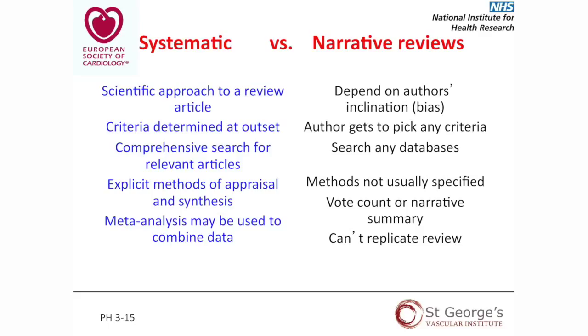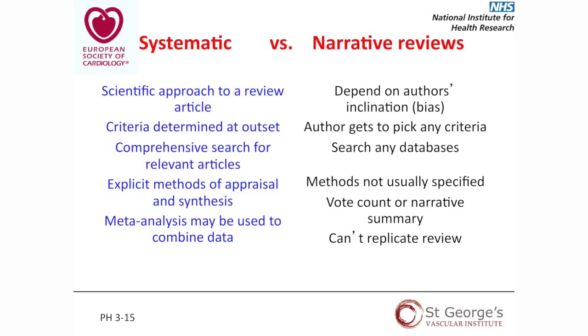Systematic reviews have criteria determined at the outset, whereas in a narrative review as an author, you get to pick what you want to talk about. Systematic reviews have comprehensive searches for all relevant articles, whereas narrative reviews tend to focus on Medline and Embase.